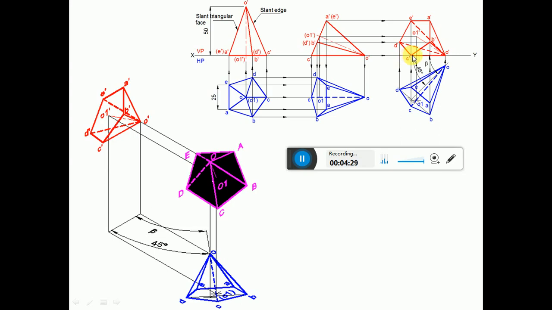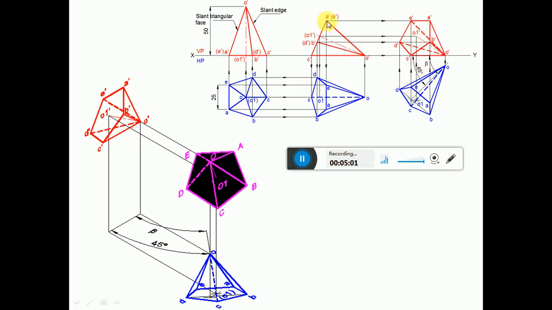So C dash and O dash we have obtained. Then draw a horizontal projector from B dash and D dash and draw a vertical projector from B to get this to intersect at the point B dash. Similarly, draw a vertical projector from B to meet at the point so that you are going to get D dash. Draw a horizontal projector from O1 dash and draw a vertical projector from O1 to get this point O1 dash.